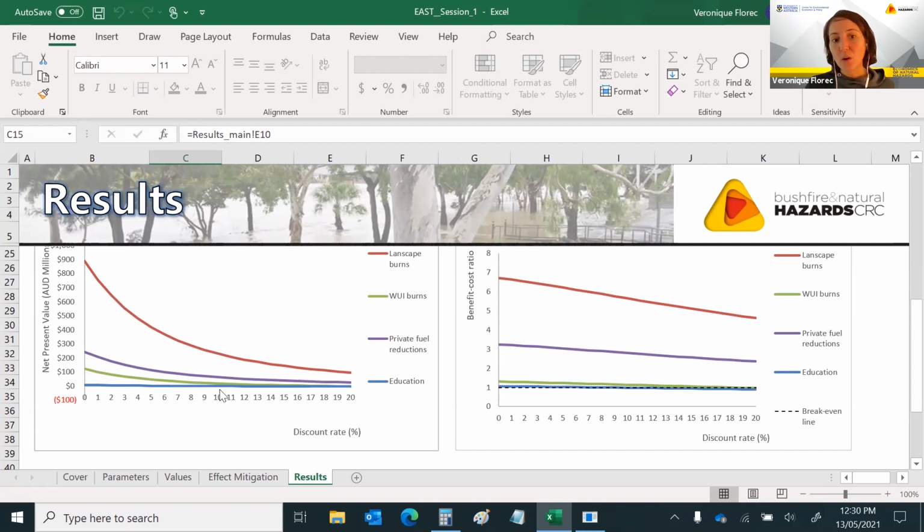These ones are a little bit closer to the zero line here. So with these ones we have to be maybe a little bit more careful about which discount rate we choose. For the landscape burns, it doesn't matter. And so here is the same.